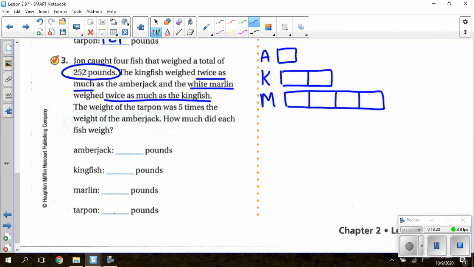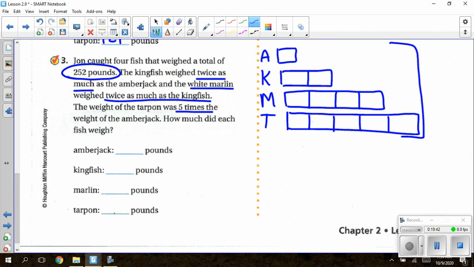And finally, the tarpon was 5 times the weight of the amberjack. So again, the amberjack is only 1 box, so that means the tarpon would have 5 boxes. And combined, it does state that that would equal 252 pounds.